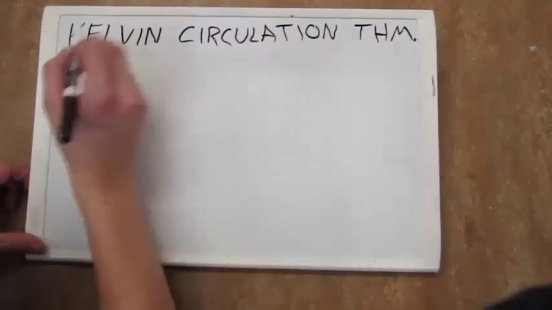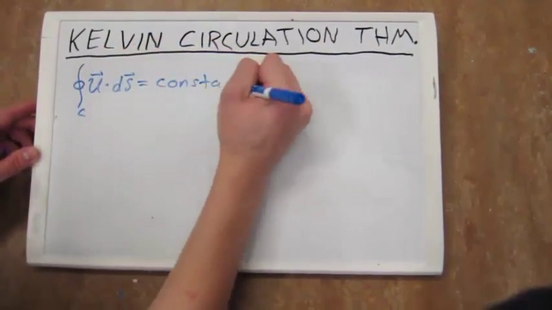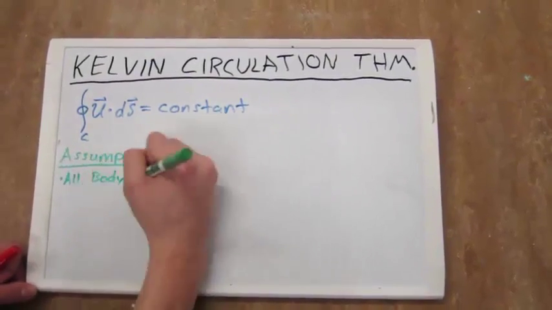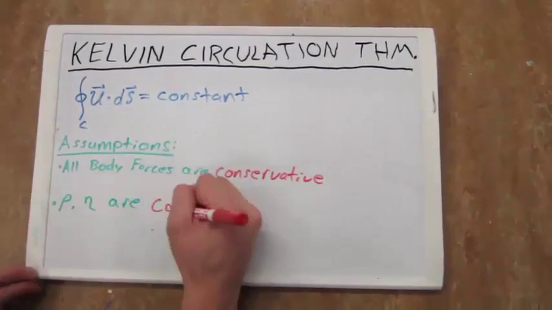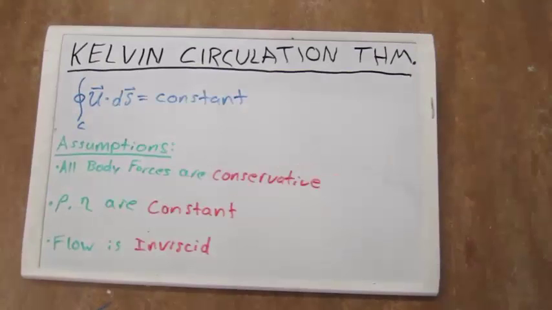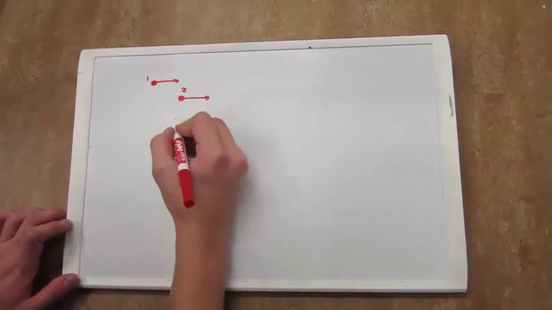The theorem basically says that the line integral of the fluid velocity around a closed curve of distinct fluid particles is a constant. However, the theorem requires a few key assumptions to be true. Body forces must be conservative, like gravity, density and viscosity must be constant, and the fluid must be inviscid, which we now know it is when far from a boundary. So let's look at an example of the Kelvin circulation theorem.